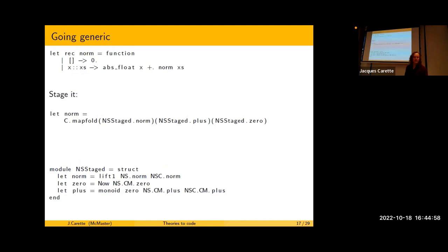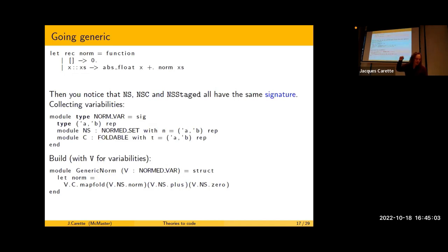So you put it all together, so that they're all the same. You realize that in fact they have the same signature, so you can lift that up one more time. You can make it a generic norm that takes as a variability. And now you have an amazingly generic notion of norm that has virtualized the programming language, works over any norm set, over any data structure, super general.